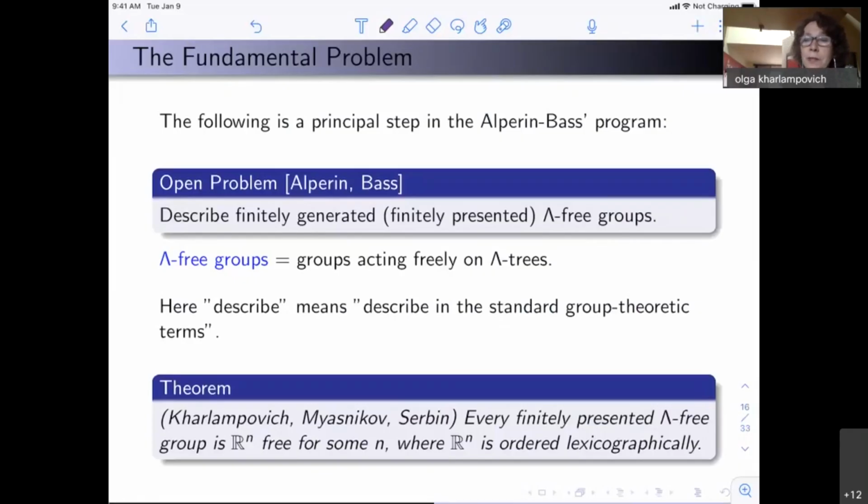So every finitely presented lambda free group is actually Rn free for some n, where R is the real numbers. So it's R to the n. So it is a group of n-tuples of real numbers, ordered lexicographically.